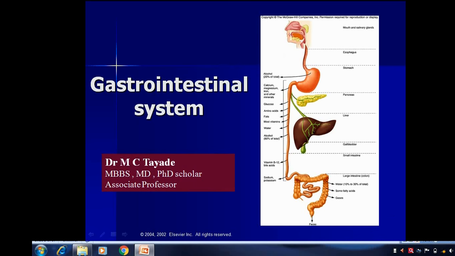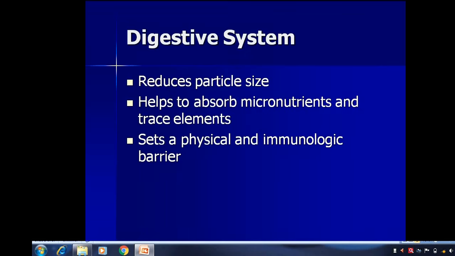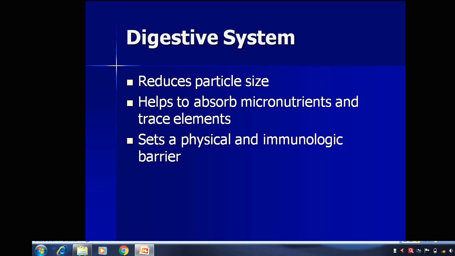Gastrointestinal system. In this presentation, we will see the digestive system in detail. The digestive system helps to absorb micronutrients and trace elements, and it sets a physical and immunologic barrier. It reduces particle size. These are the basic three features of the digestive system.